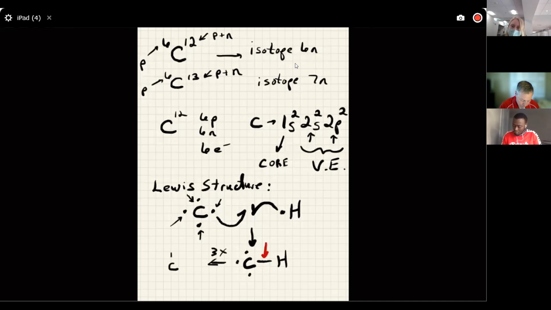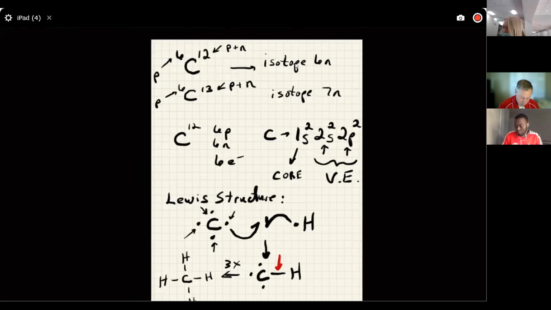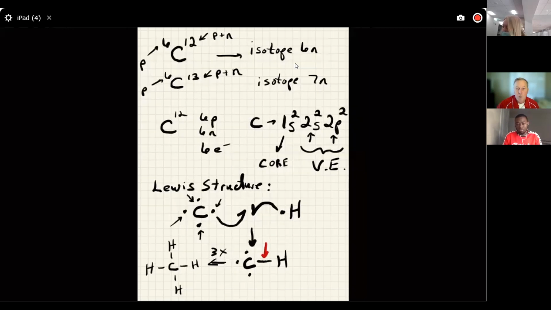So then I have carbon, hydrogen, hydrogen, hydrogen, hydrogen. You just drew your first organic molecule, hopefully everybody can see that. That molecule is known as methane. Sorry, I misspelled it. Methane, CH4.